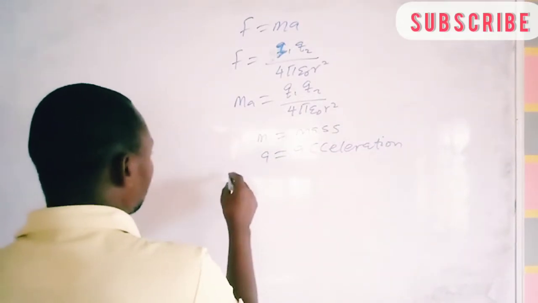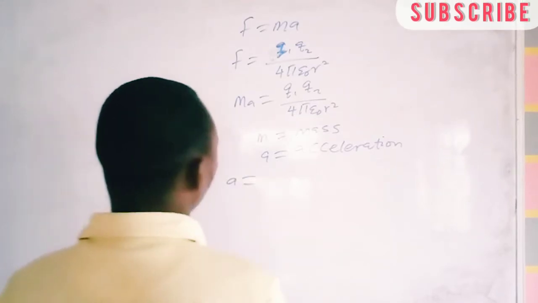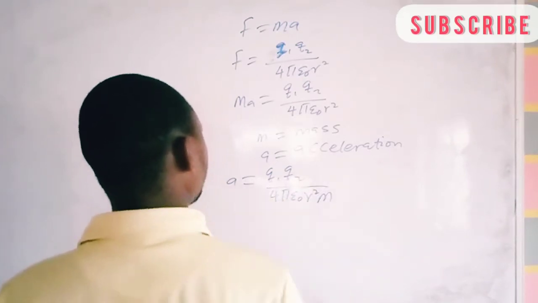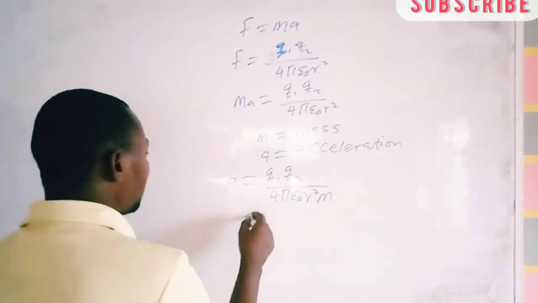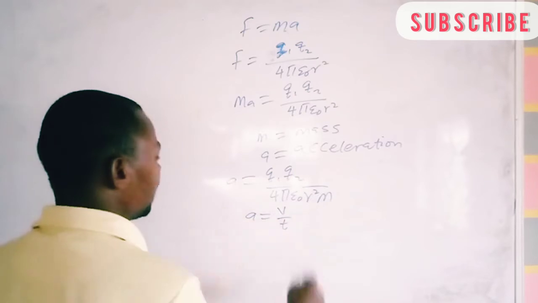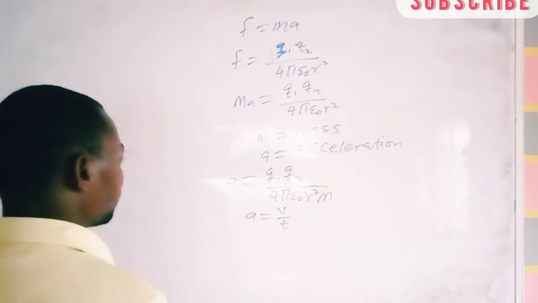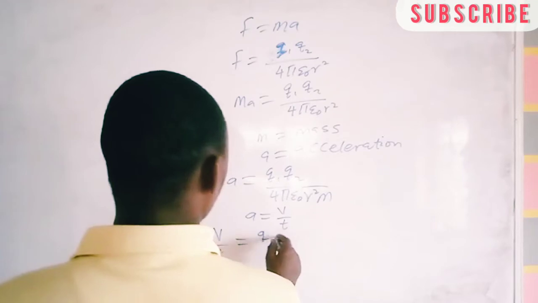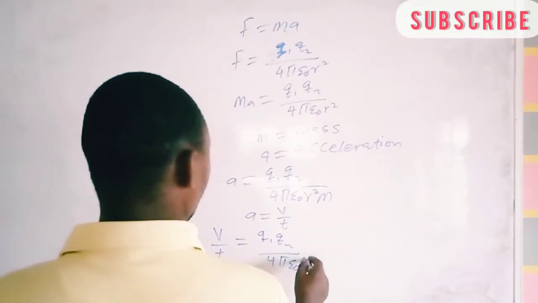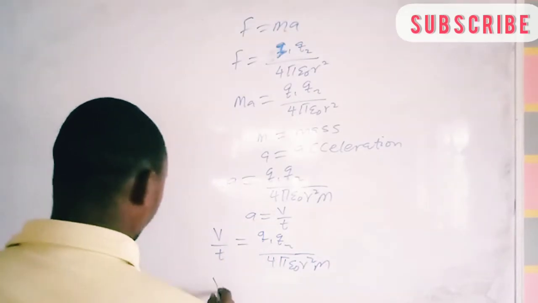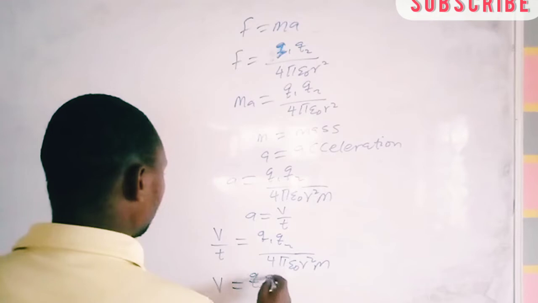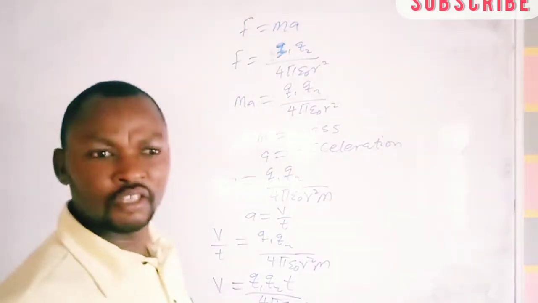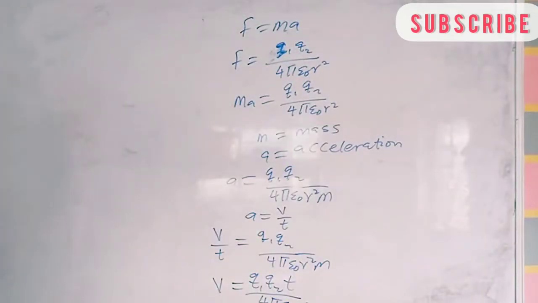So, acceleration can be gotten by making A the subject of the formula, where A equals Q1 Q2 over 4 pi E naught R squared M. But acceleration A equals change in velocity over time, so V over T. Substituting for A, our V, which is velocity, equals Q1 Q2 T over 4 pi E naught R squared M. That is the velocity or the speed of the charge.